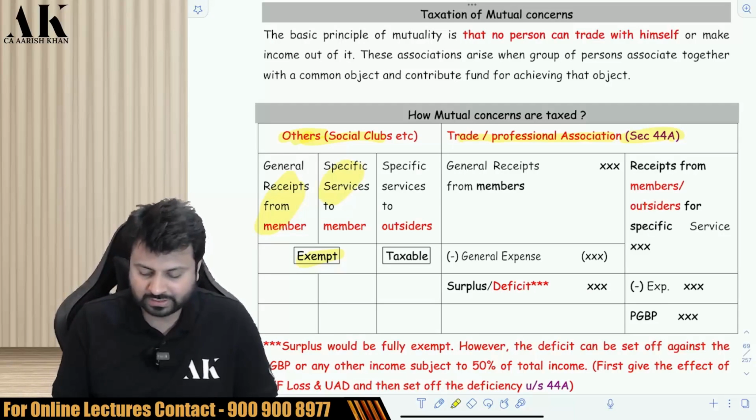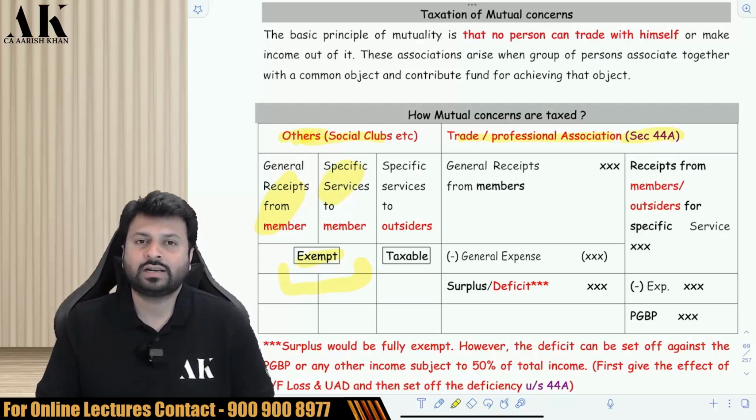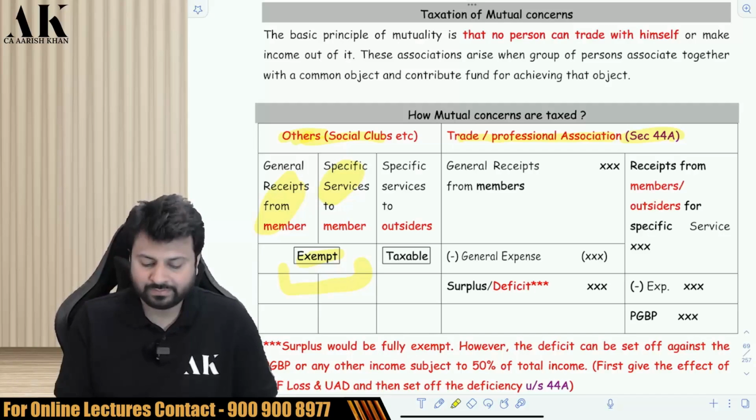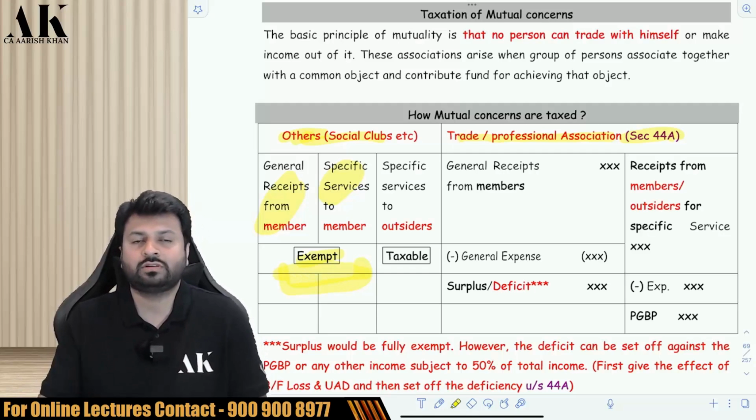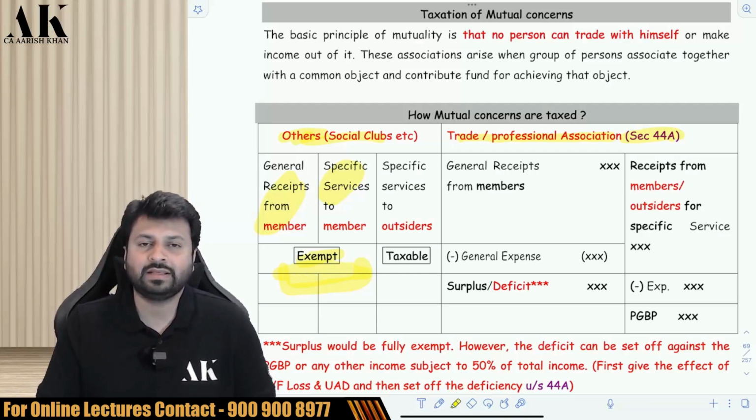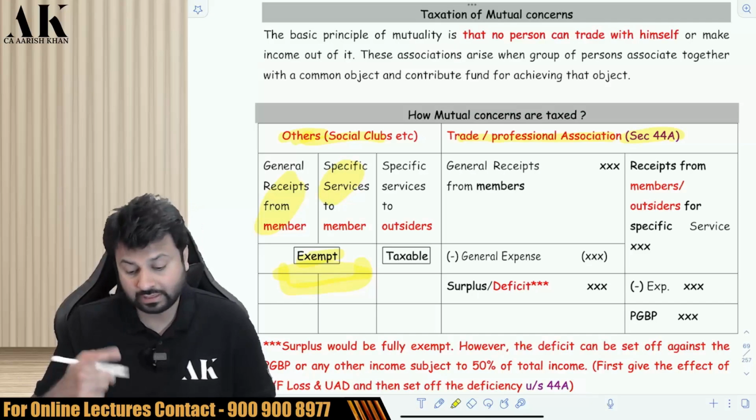Why these two are exempt? The reason is very simple. Because these two are received from member. The members are the provider of money. The members are the receiver of the benefit. The provider and the receiver both are same. Therefore, it is mutually exclusive between both of them. The provider and the receiver are same and therefore tax cannot be imposed. Therefore, it is exempt.